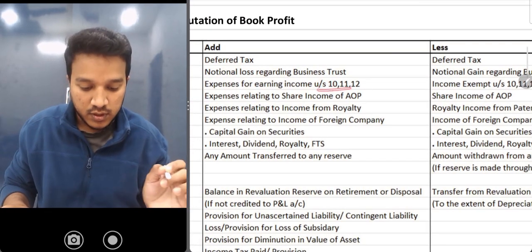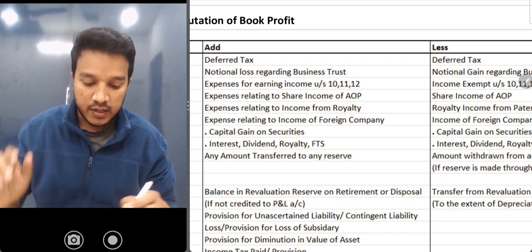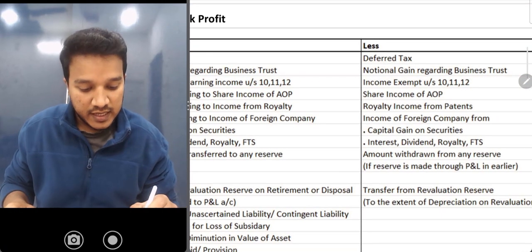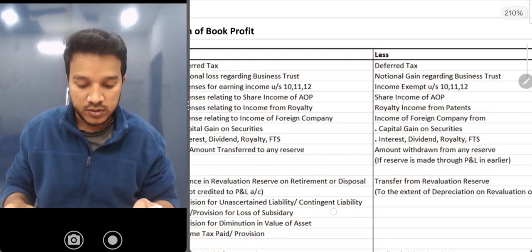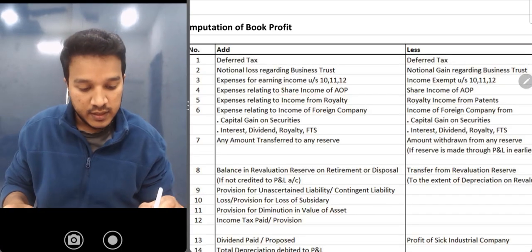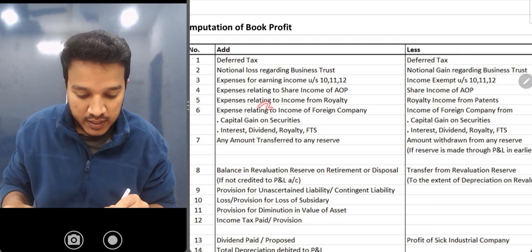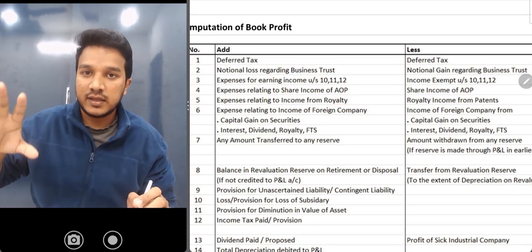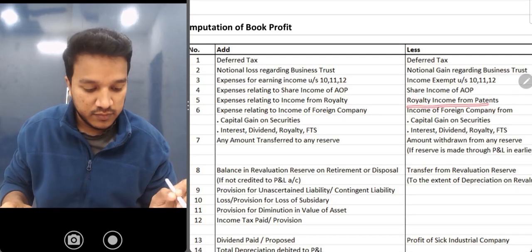Expenses relating to income earned, if any related expenses are debited to the P&L account under section 10, 11 and 12, you need to add back. Same, if you have earned any income exempt under section 10, 11 and 12, reduce. Expenses relating to share income of AOP. And share income from AOP, if it is credited to P&L, reduce it. Expenses relating to royalty income, any related expenses, you need to add back. Same, royalty income from patents.